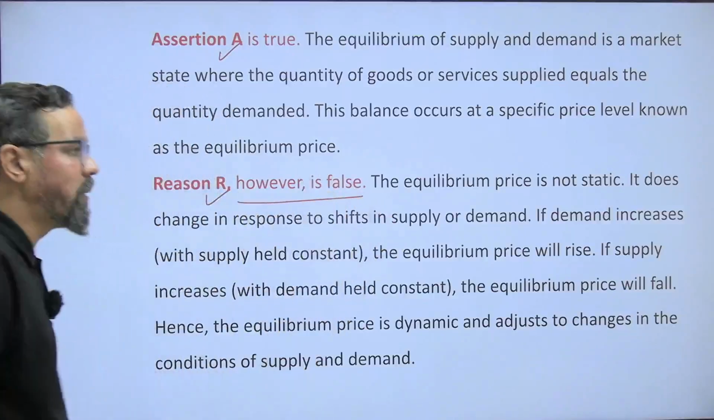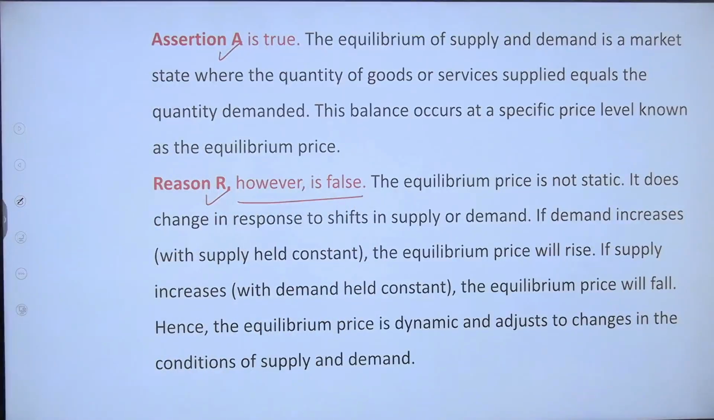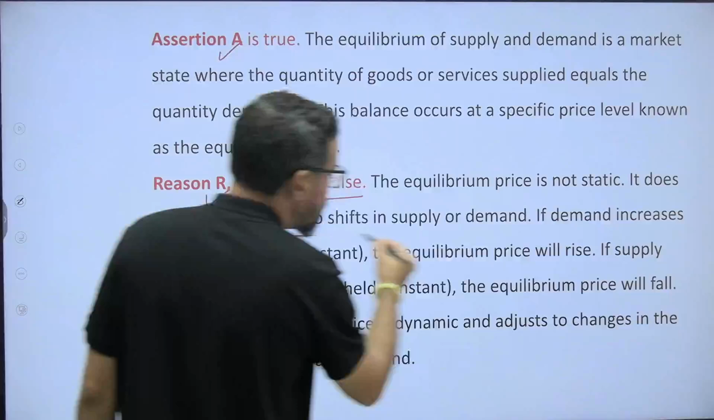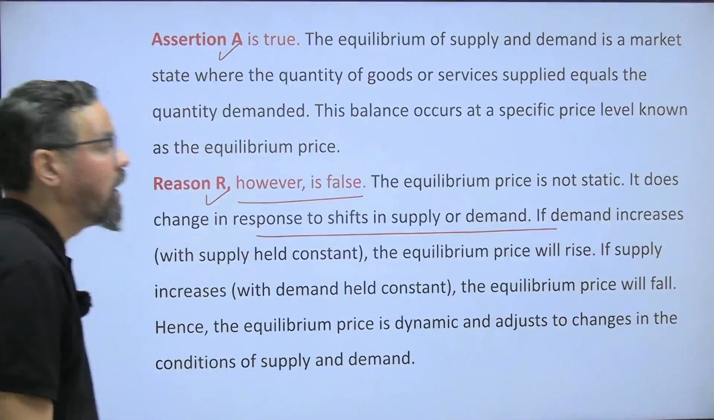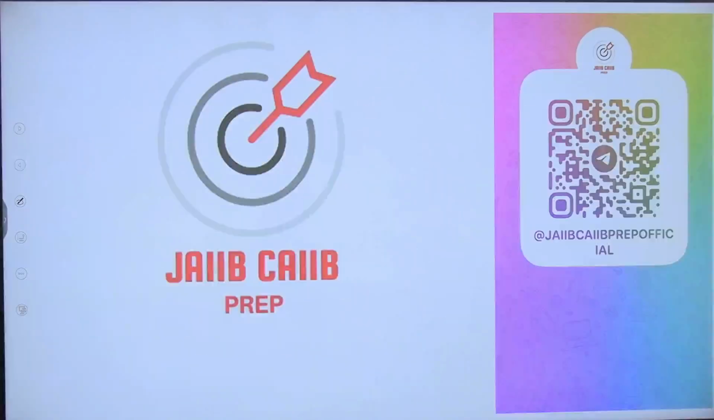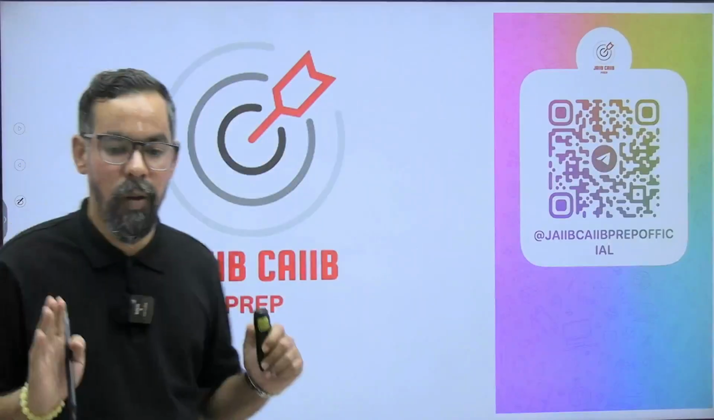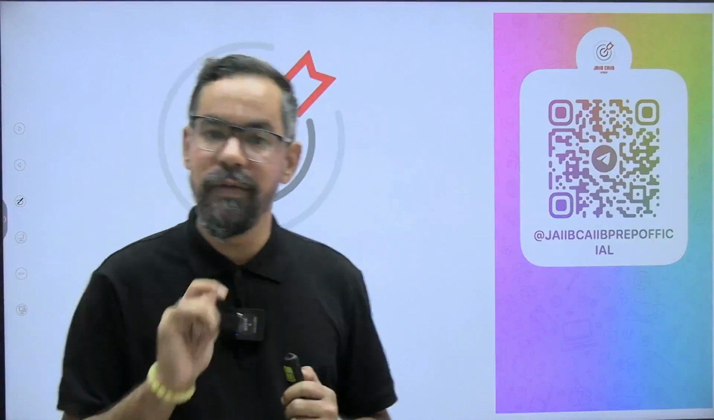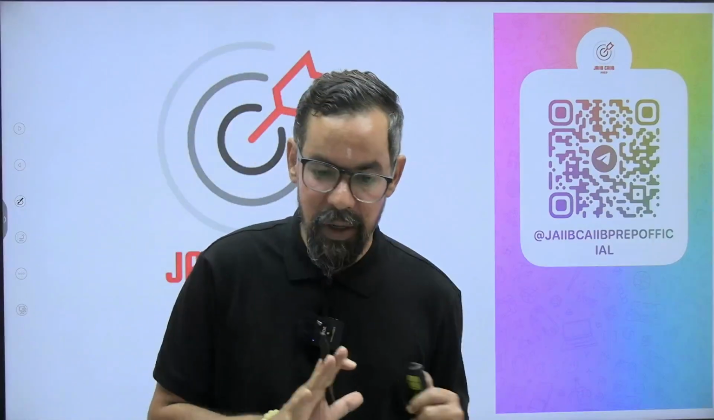The equilibrium price is not static. It does change in response to shifts in supply or demand. If demand increases with supply held constant, the equilibrium price will rise. If supply increases, the equilibrium price will fall. So that means the statement is wrong. Okay, so this is all about your law of demand and law of supply. I hope you guys get this particular thing clearly.